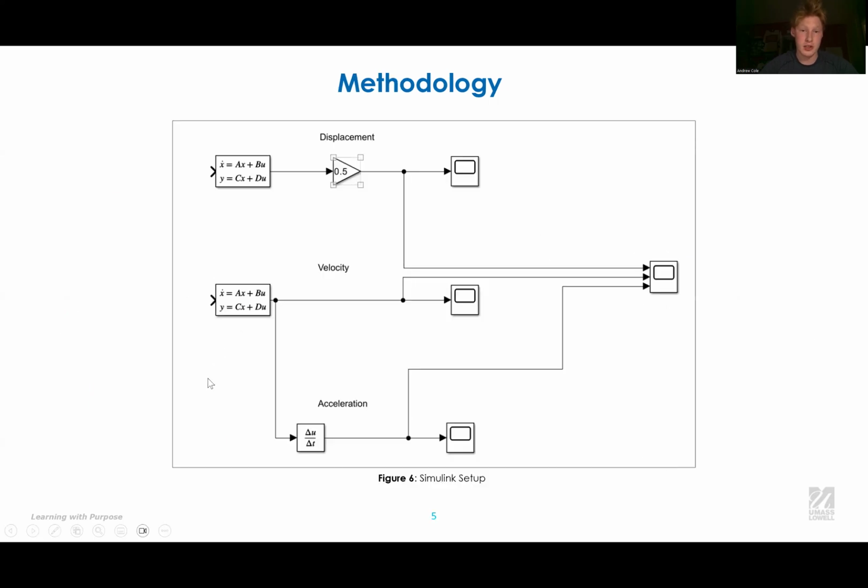And right here is the Simulink model that was used to solve for these values. For the displacement, the system is represented with two separate spring mass damper systems. To get this, I used a gain block of 0.5 to split the output of the net system into two separate components.